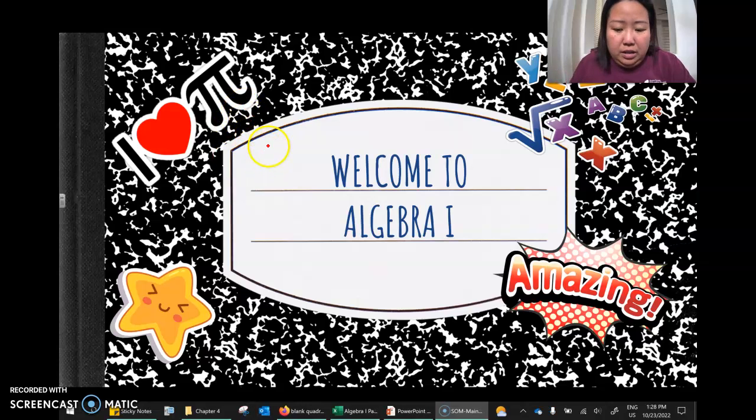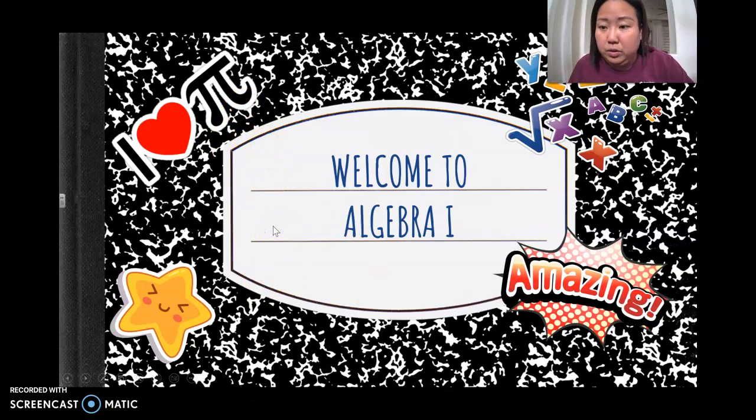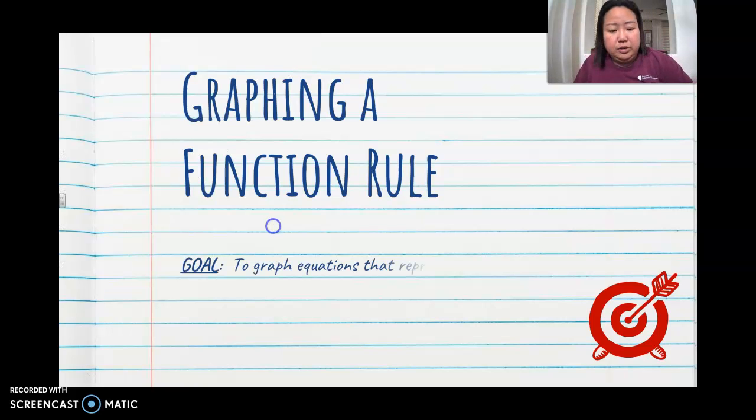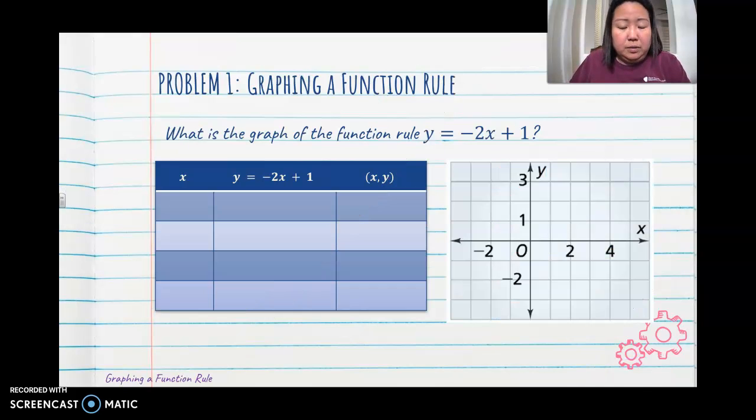All right, everybody, and so we're moving on to our next lesson, and this is now going to be about graphing a function rule, and our goal is to graph equations that represent functions. All right, so when we are graphing a function rule, the first thing that we need to do is, of course, identify some points that will be ordered pairs, okay, that could be shown on our Cartesian plane.